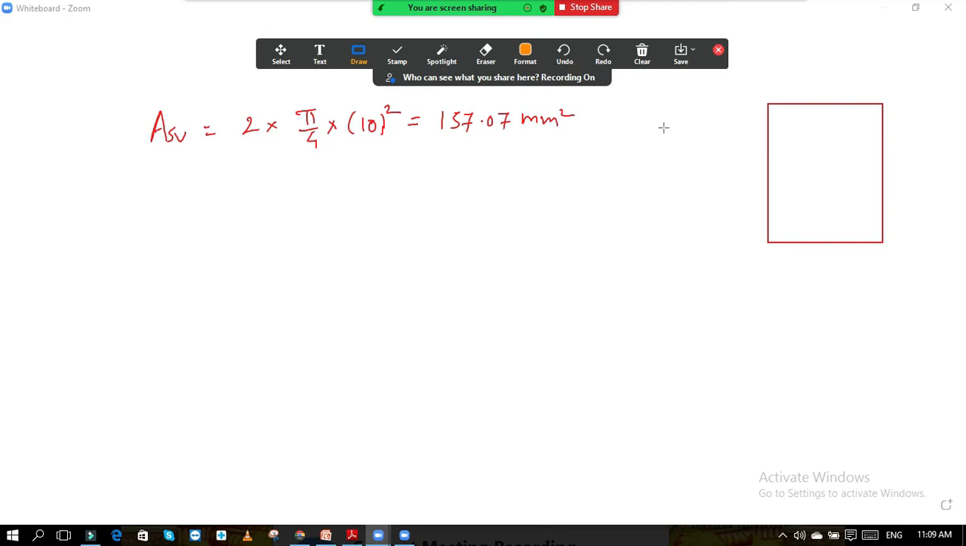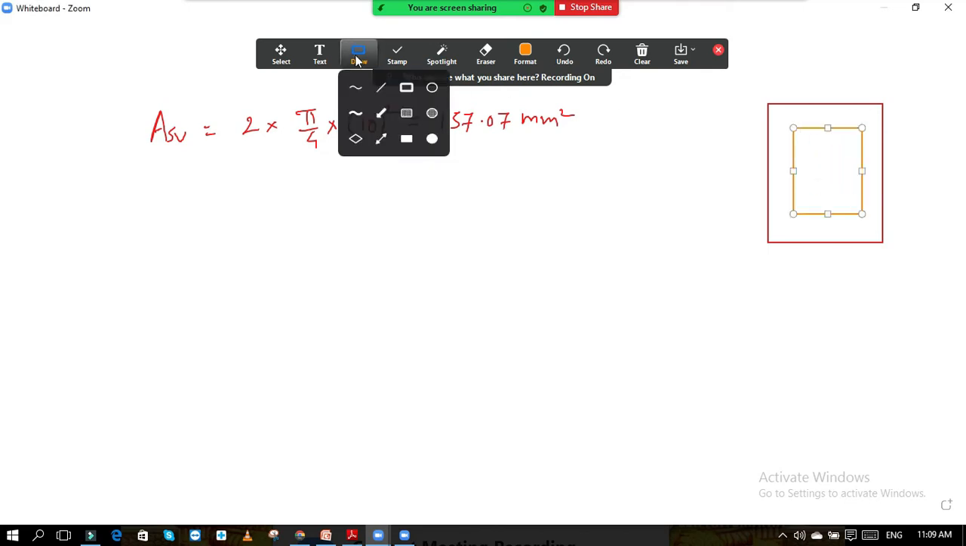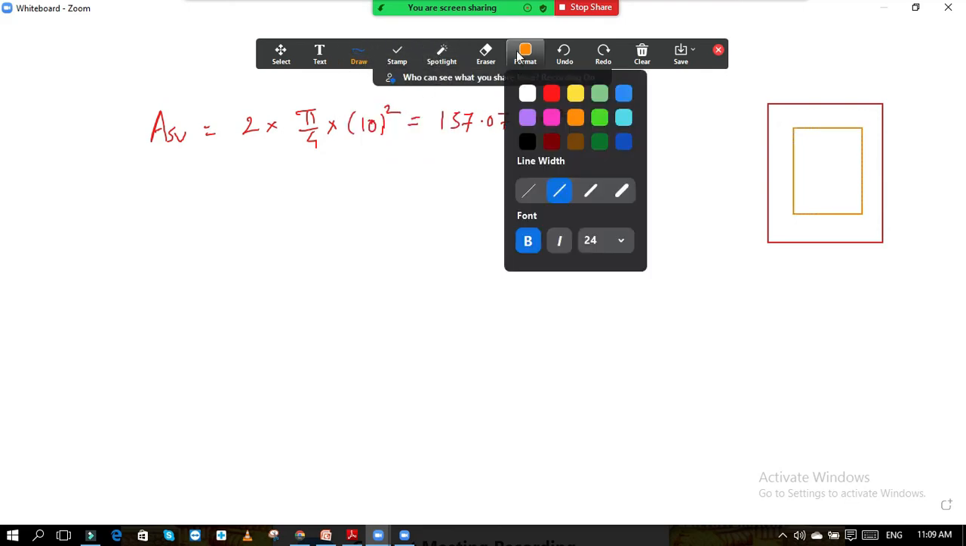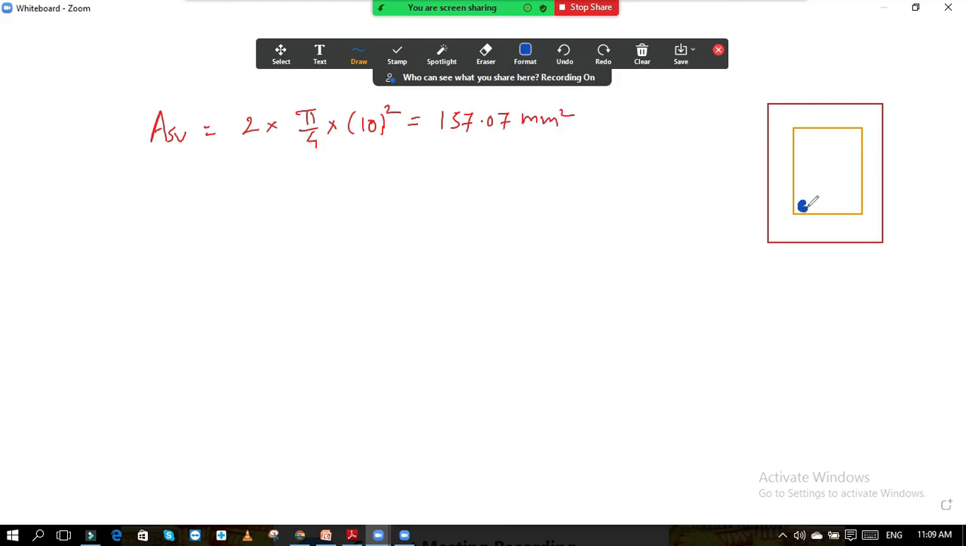So now, suppose this is the beam, and here you have provided those stirrups like this. This is the stirrup. So up till now what we have done, we have provided this bar diameter. So these bars we have designed. Here we have provided 3 bars of 20 mm. Okay. So these are our bars.